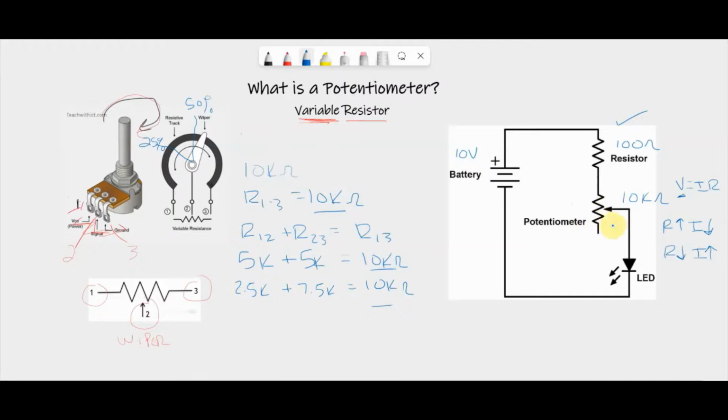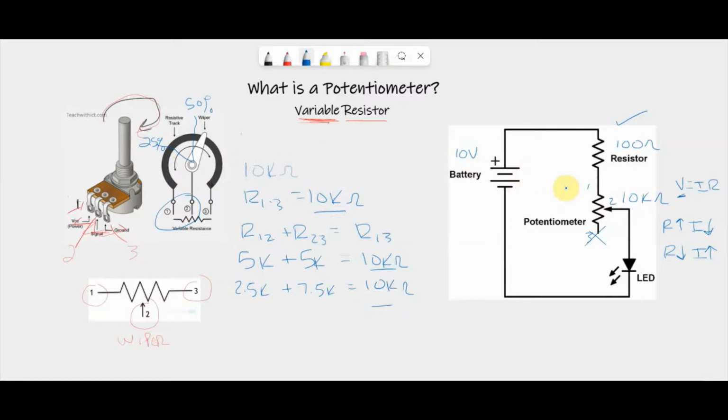As we adjust this potentiometer, notice here we're only using 2 pins. So let's just say that's 1, that's 2, and that's 3. We're not using 3. We don't need to use it because we're just going to use the resistance between 1 and 2, which over here is between these two, and we can change that resistance by changing the wiper to pin 2.